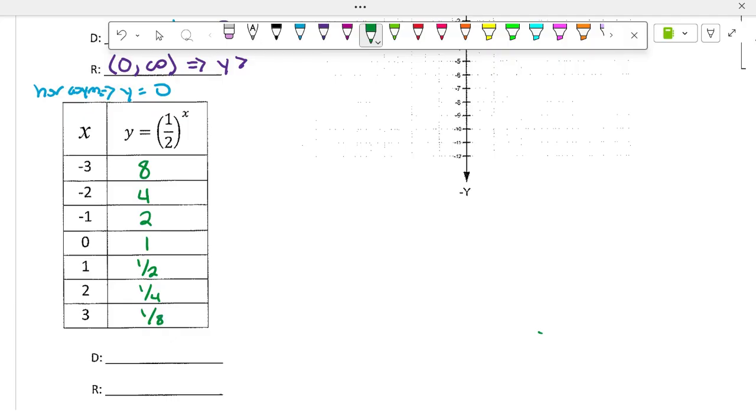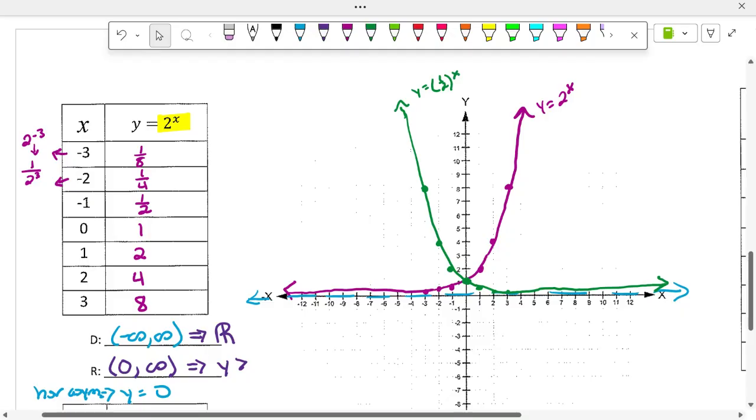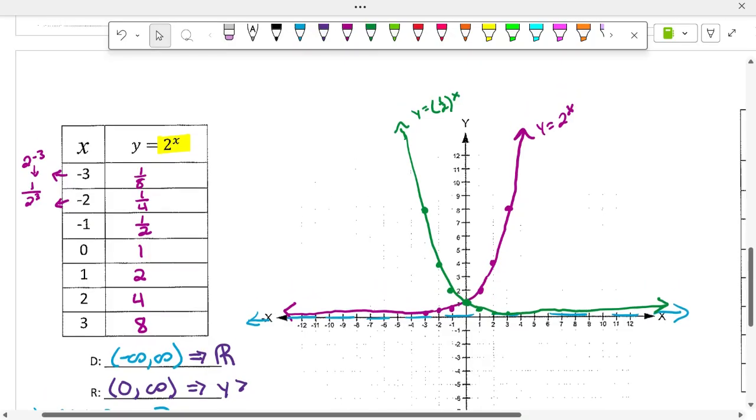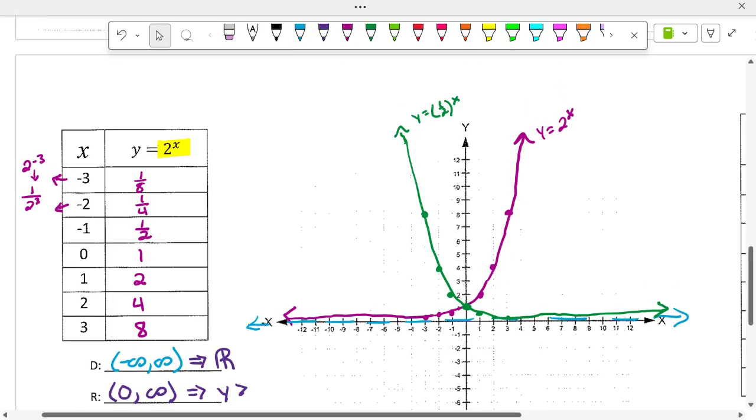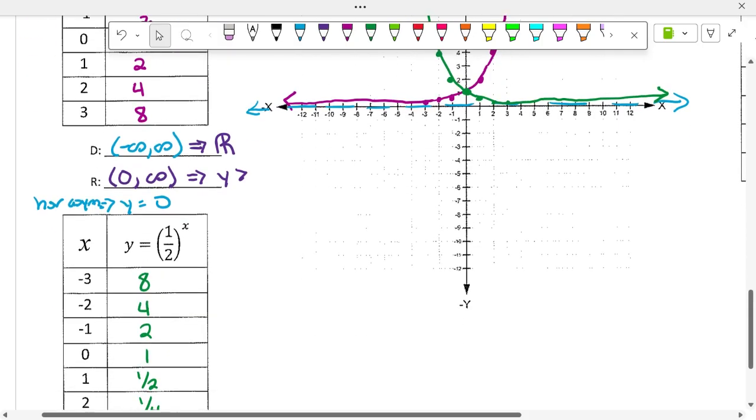All right, everyone good? Let me ask you guys this. Now that we've graphed everything, do you think the purple graph, which is the one we graphed first, is going to be an exponential growth or decay? The purple graph is a growth. If you go from left to right, it starts low and then it gets high. The green one is decay.